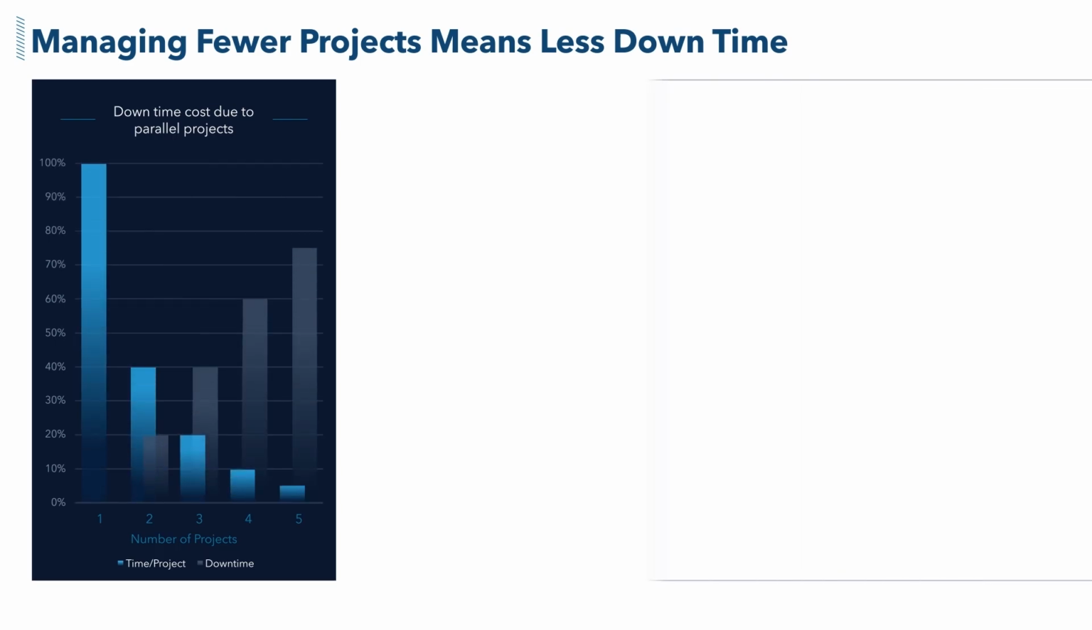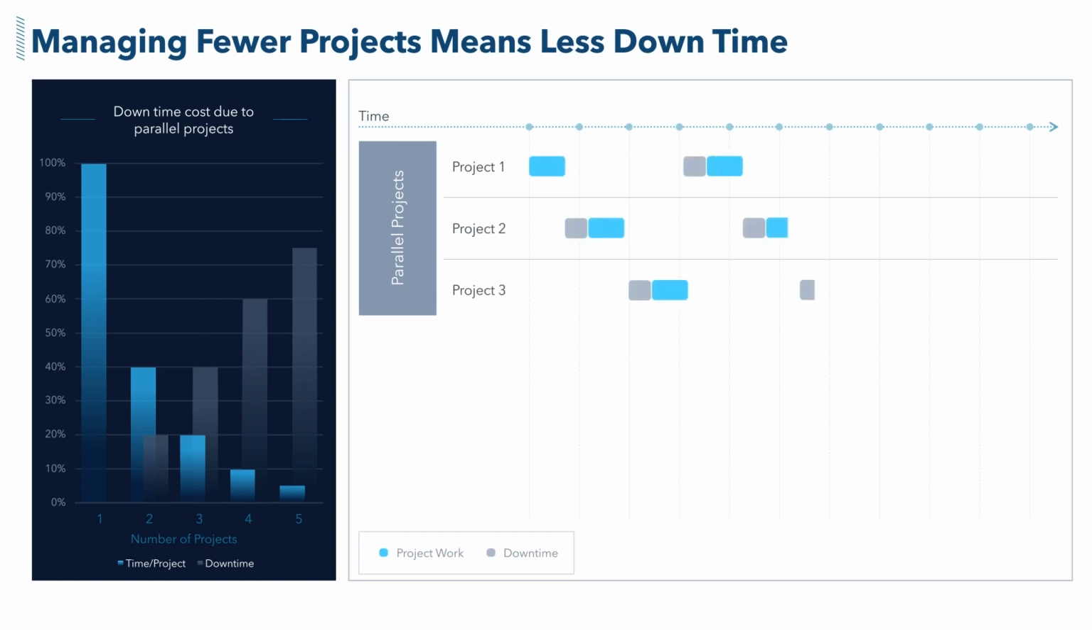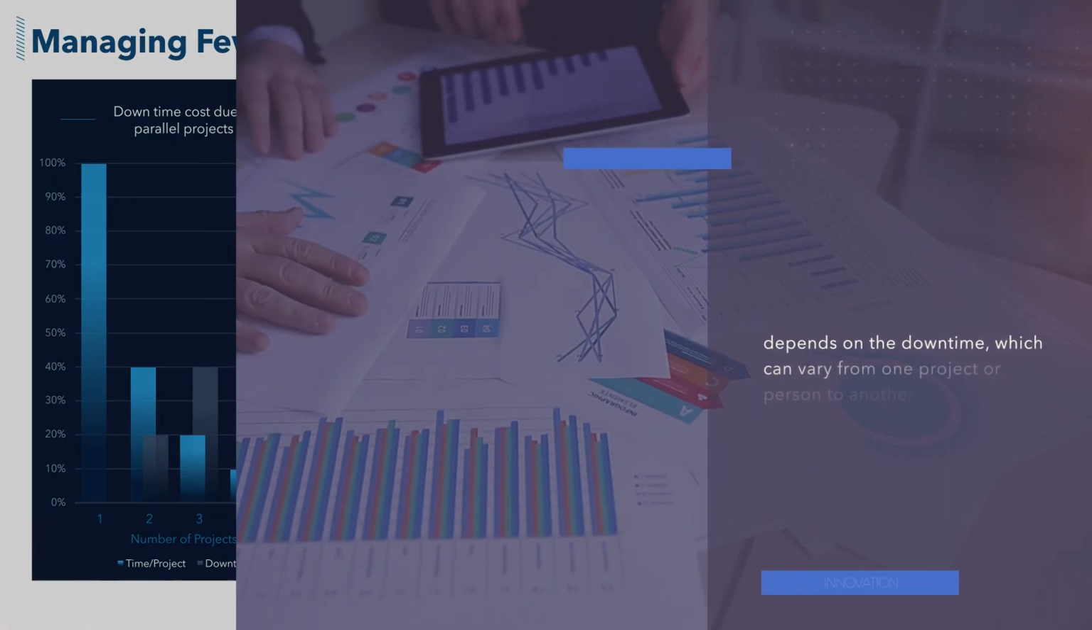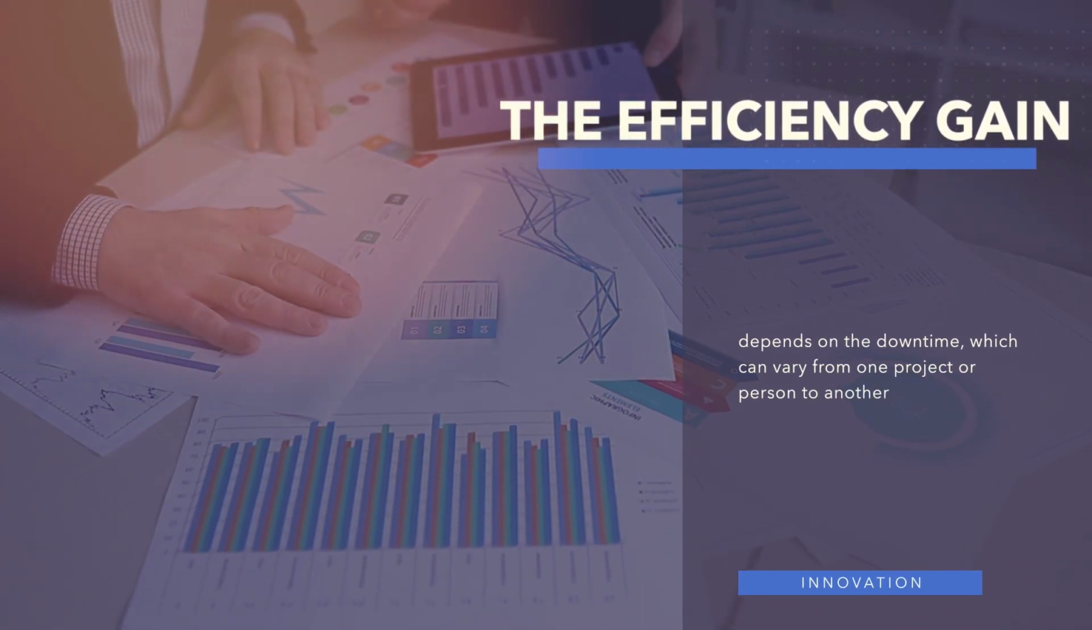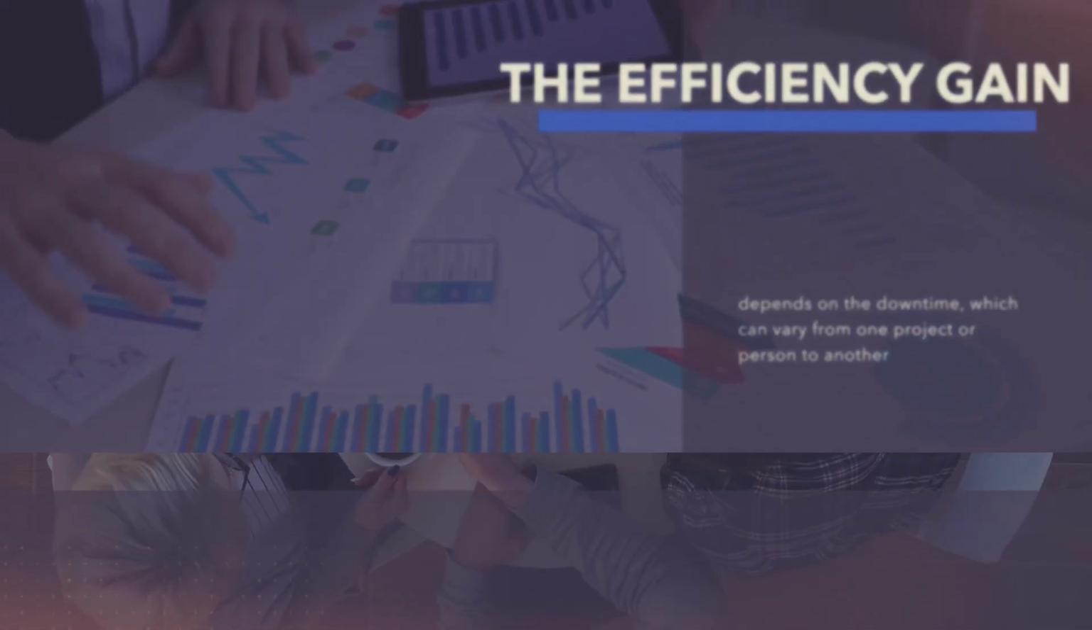On the right, you can visualize the inefficiency accumulating due to the downtime when alternating between 3 projects instead of prioritizing only one project 100% of the time. In the end, it results in significant efficiency gain up to 40%, considering a 20% downtime between projects. The efficiency gain depends on the downtime, which can vary from one project or person to another.